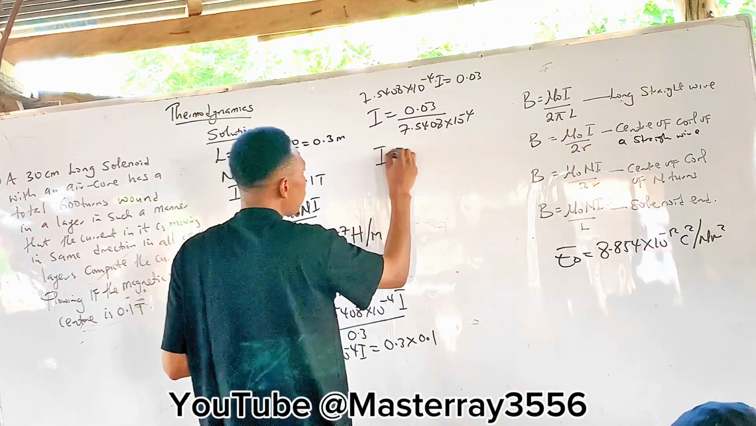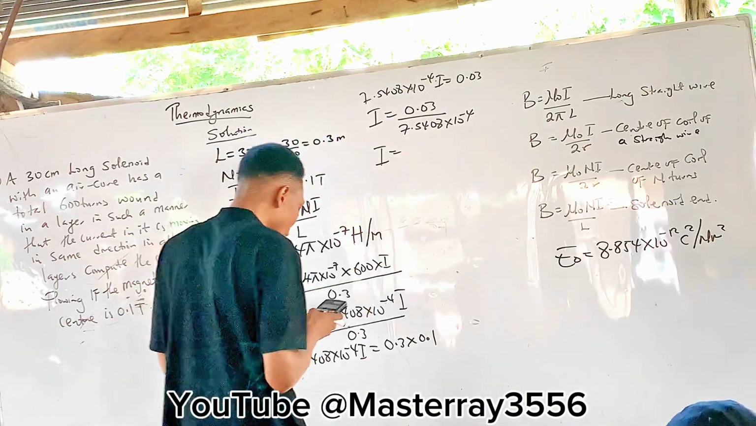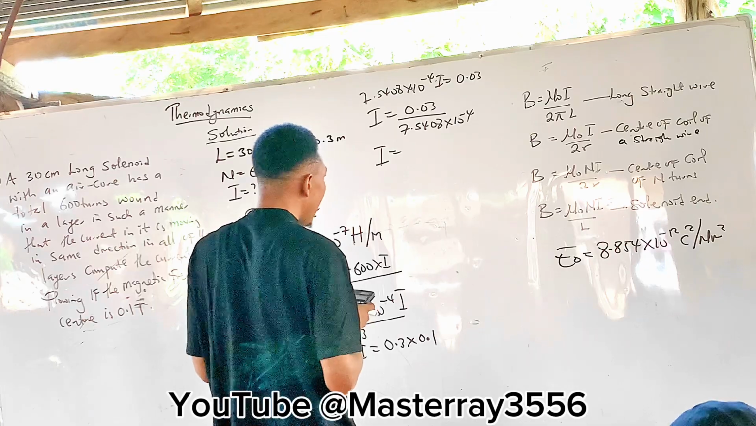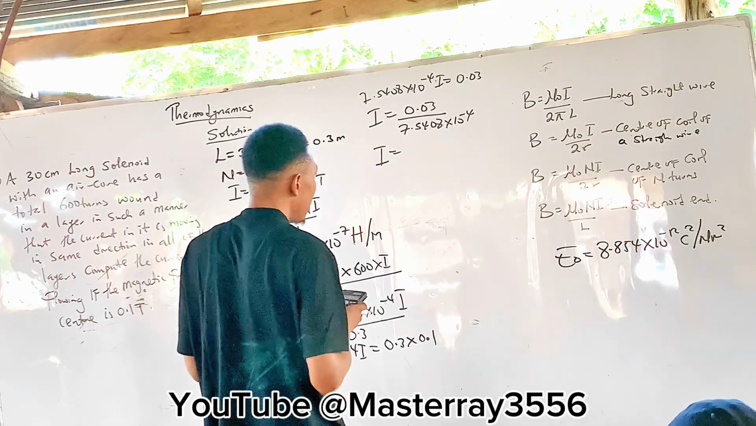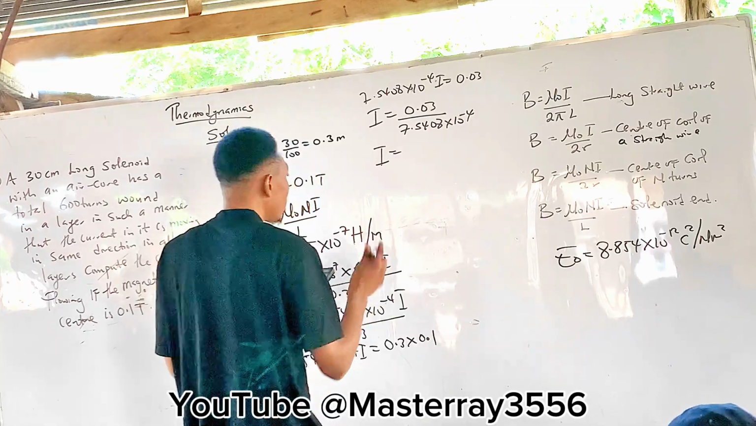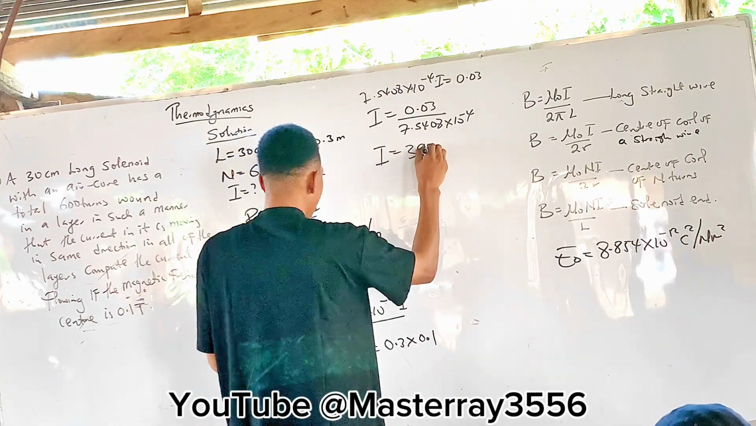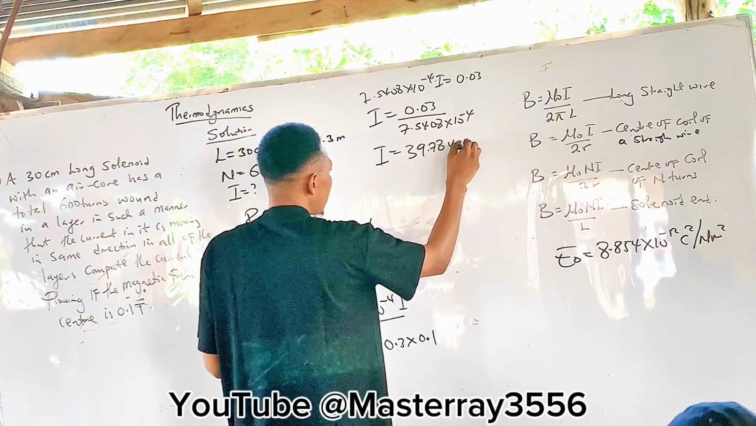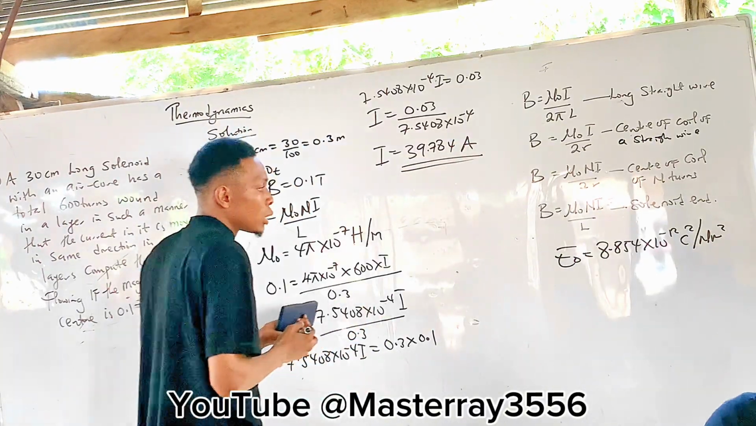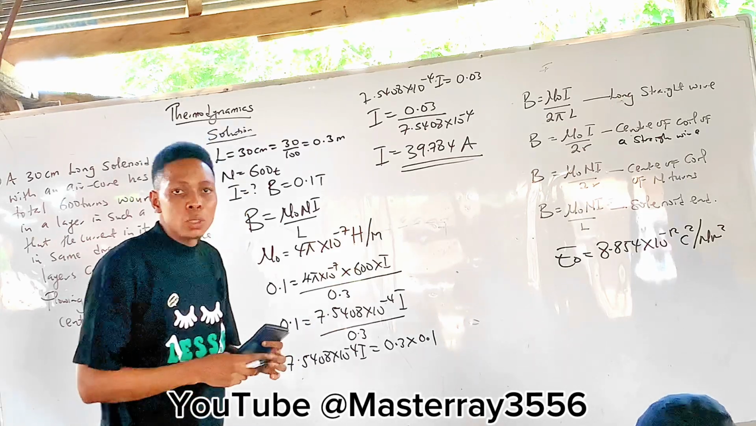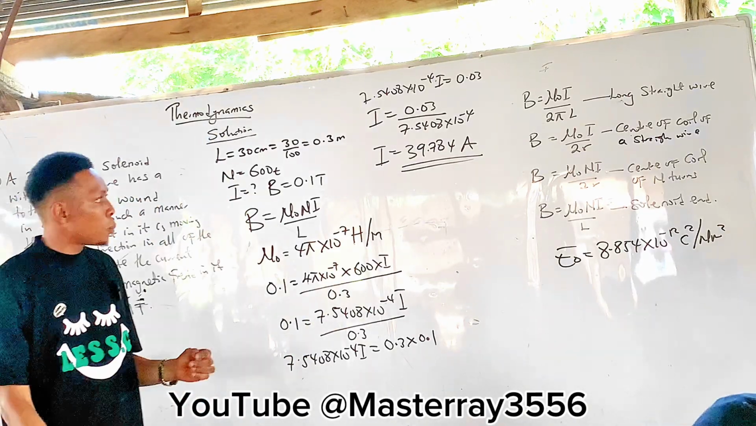So I will be equal to 0.03 divided by 7.5408 exponential minus 4. So what do we have? 39.784. Current is measured in what? Ampere. So that's for that. So you can copy that.